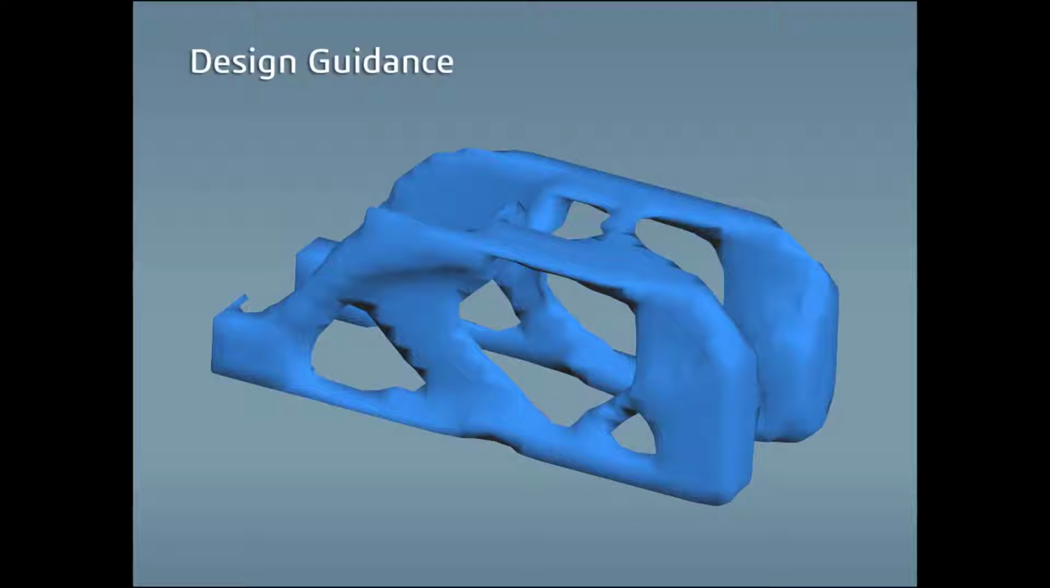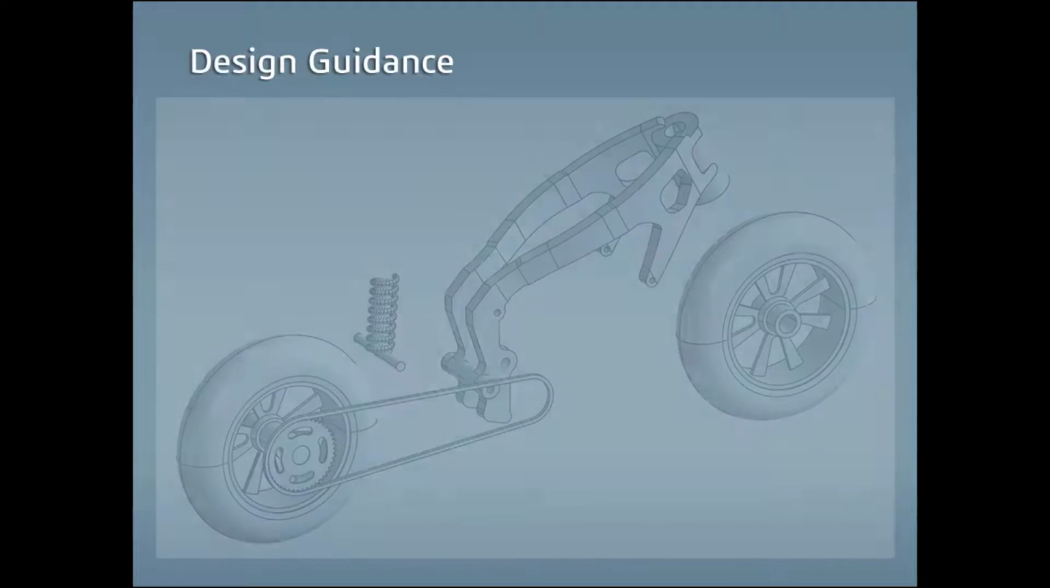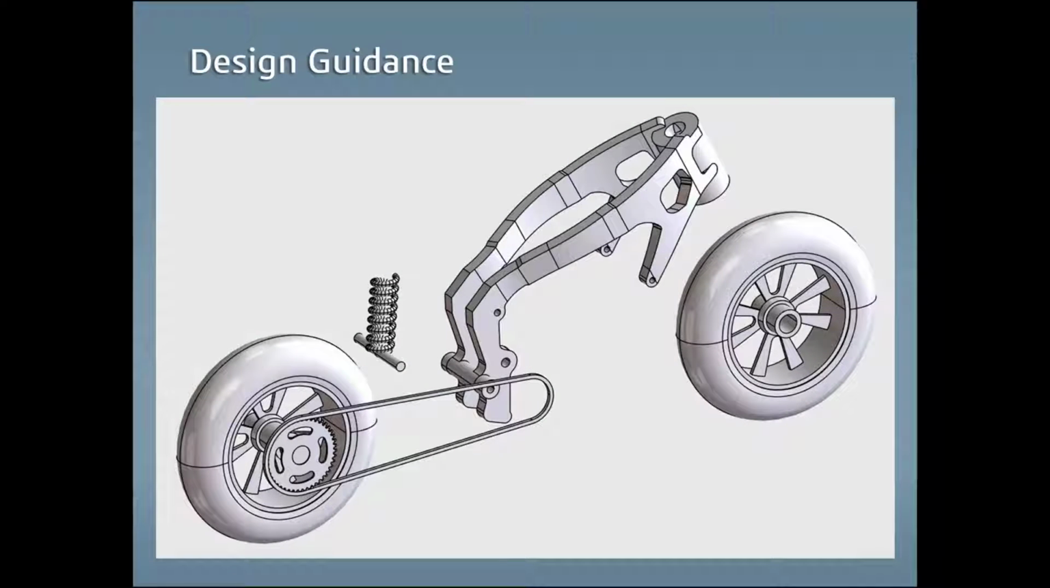One of the most innovative aspects of xDesign is its design guidance functionality. This generates geometry in a model based on loading conditions. For example, this model focuses on designing a swing arm component that connects a motorcycle's frame to the axle on the rear wheel.